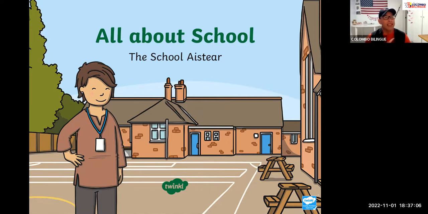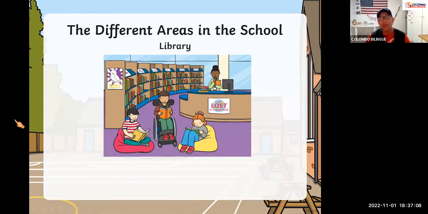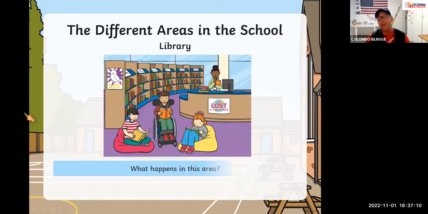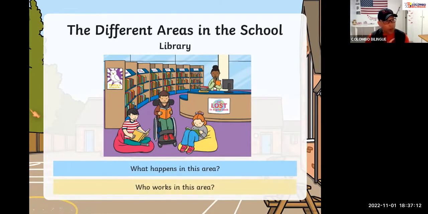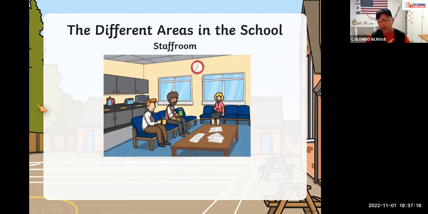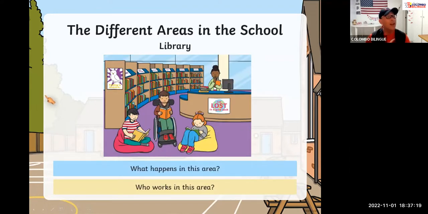The idea is, remember, we are going to be studying places like the library. What happens in this area? We can find the books. We need reference books to do our homework. Who works in this area? The librarian. You know, we already said that.